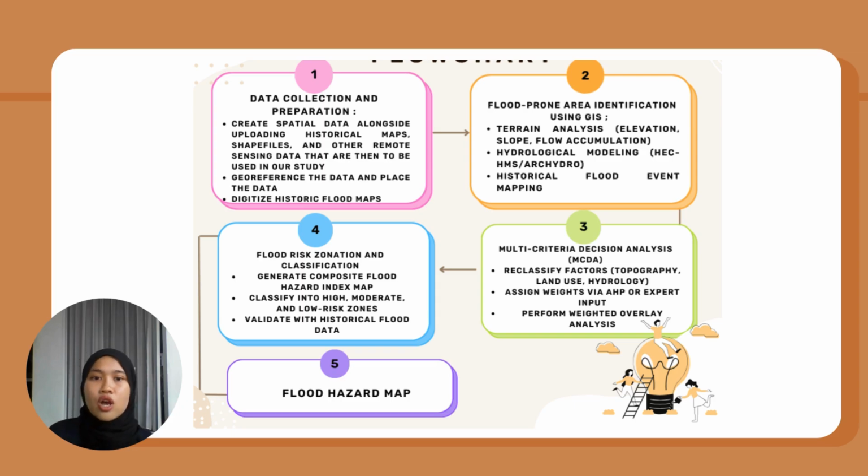Secondly, flood-prone area identification using GIS, terrain analysis, elevation, slope, flow accumulation, and then hydrological modeling, HEC-HMS, and then historical flood event mapping. And thirdly, multi-criteria decision analysis, which is MCDA: reclassify factors, topography, land use, hydrology, then factor weight via AHP, expert input, and then perform weighted overlay analysis.